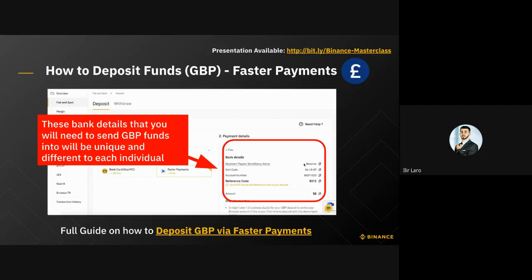Everyone has different details that they need to send funds to, and it's our way to uniquely identify which user gets which funds. Something to keep note of is that we do see some users incorrectly misspelling certain characters or not including the reference code. Please make sure that you enter all of this information correctly via your bank, because you may risk losing funds, or the funds won't be processed on time. I've also provided a full guide on how to deposit GBP via Faster Payments at the bottom of this slide, so you can start bank transferring funds this way.